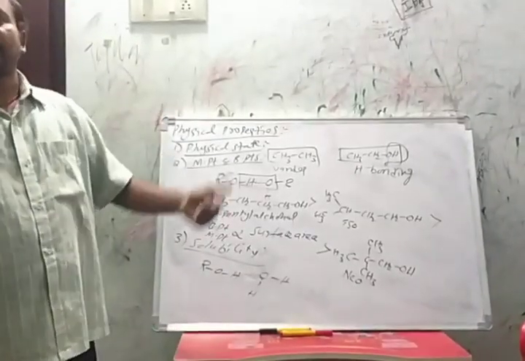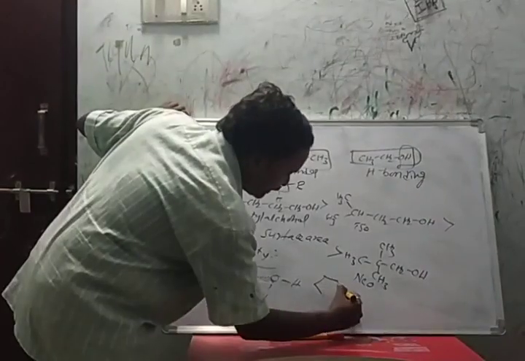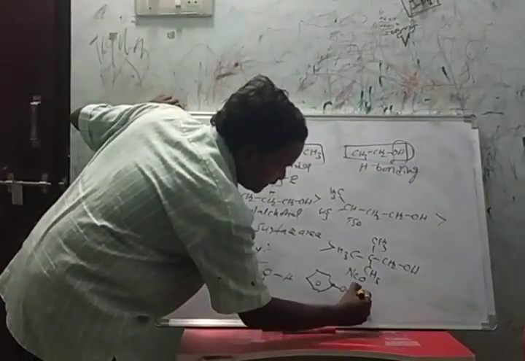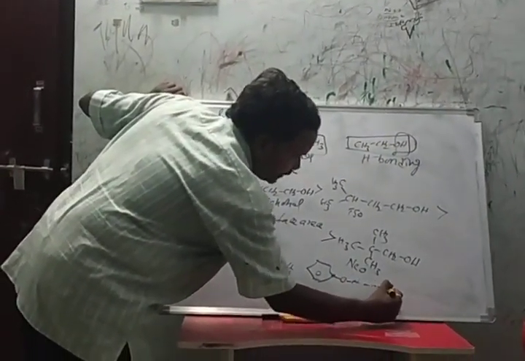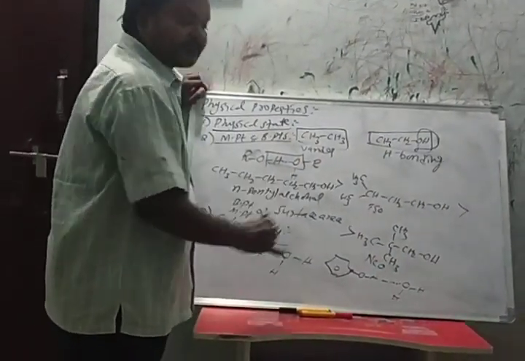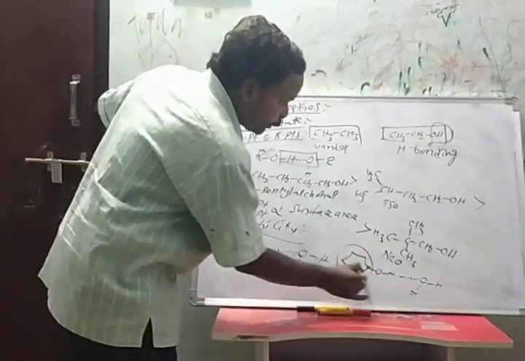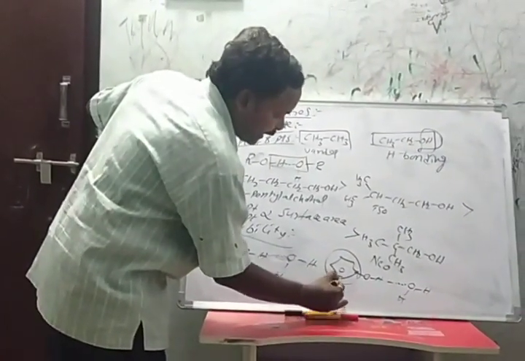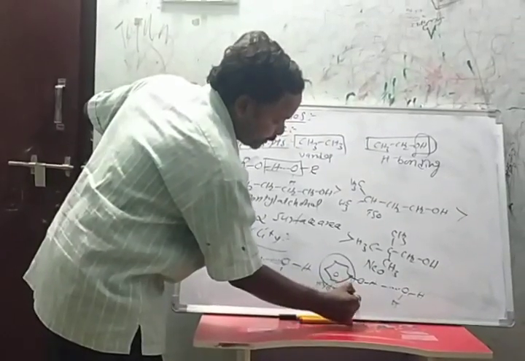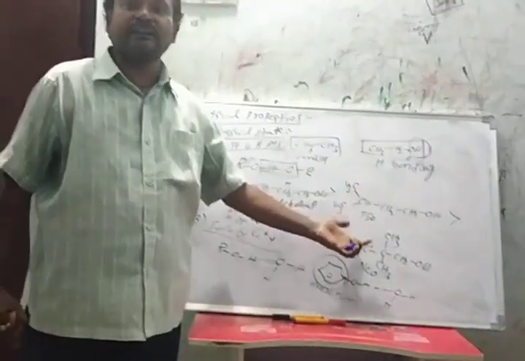But phenols are partially soluble in water. Why are phenols partially soluble in water? The OH involves partial hydrogen bonding with water. Why partial hydrogen bonding? Due to the presence of the hydrophobic group. This is the hydrophobic group. Due to the presence of this hydrophobic group, it is only partially soluble.